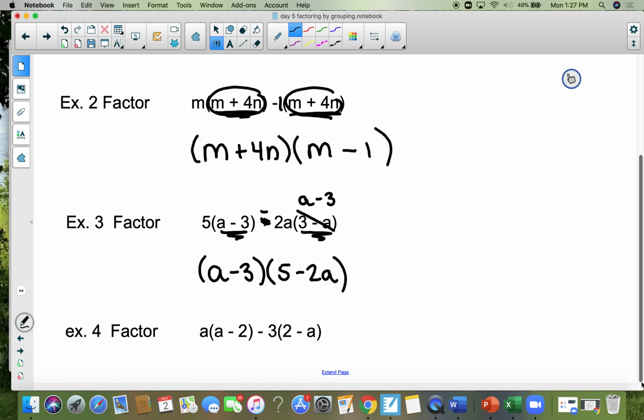This is the next one again. Do you notice that these two right here are opposites? So I'm going to cross off the second one. I always do the second one. Make it A minus 2, and then change that to a positive.